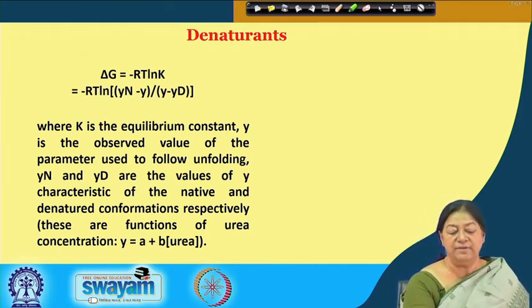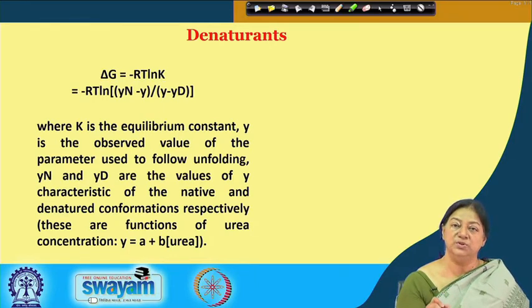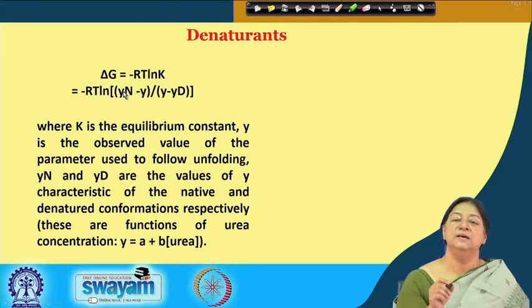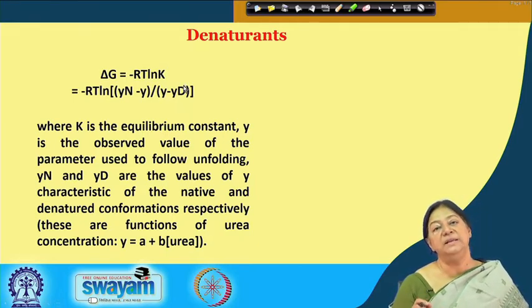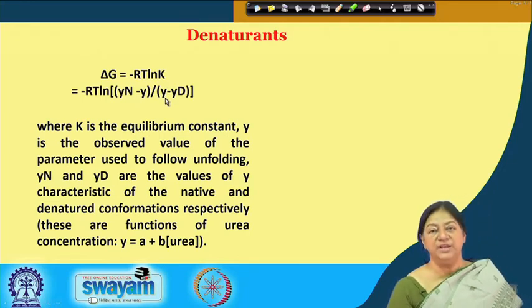So, say we have an equation like this, we want to know what the value of K is. Whatever signal or parameter we are using to follow it, there will be a factor called Yn, that is the parameter or signal value for the native conformation. We will have a Yd, that is the signal for the completely denatured protein. The intermediate Y parameter values will correspond to variations of Y.